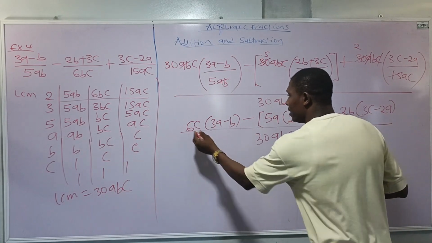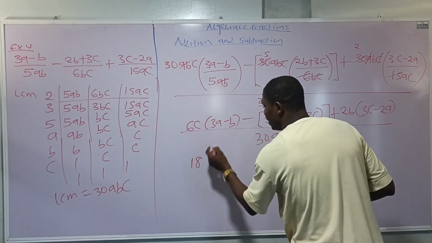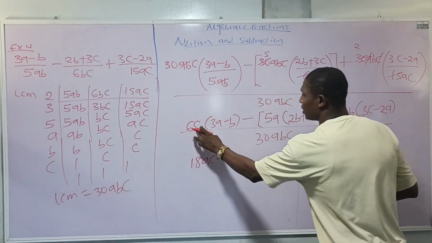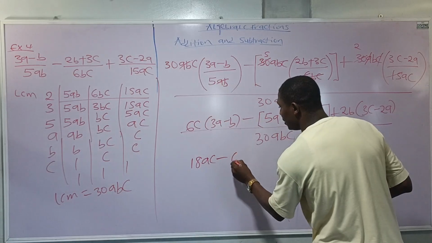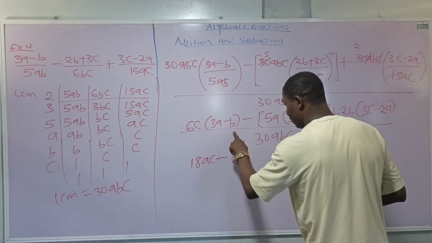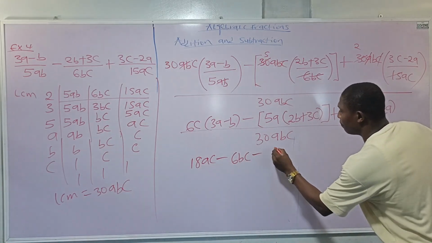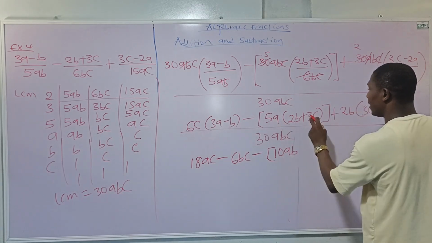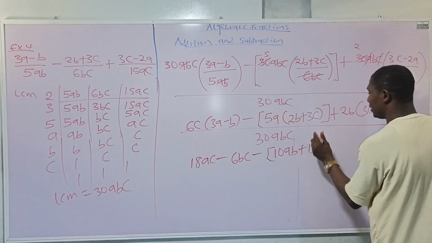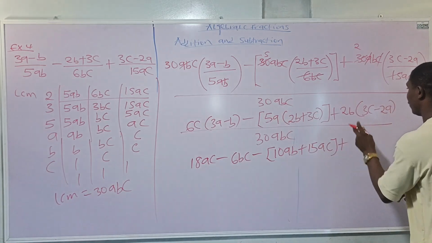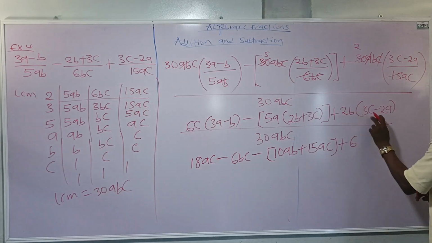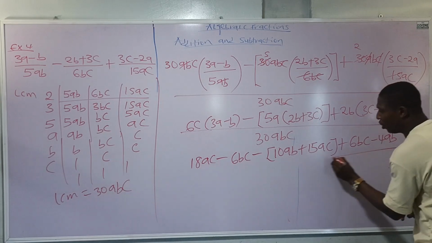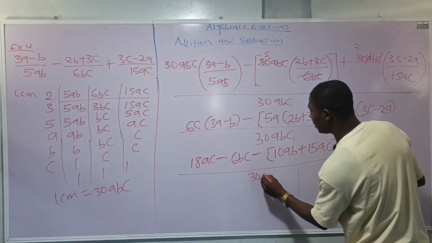So I'll now expand. 6 times 3 is 18. c times a is ac. Always write it alphabetically, don't write ca. Minus 6 times b will give me 6bc, not cb. In minus sign, brackets, 5 times 2 is 10. a times b is ab. 5 times 3 is 15. a times c is ac. Plus 2 times 3 is 6. b times c is bc. 2 times 2 is 4. b times a is ab. All divided by 30abc.